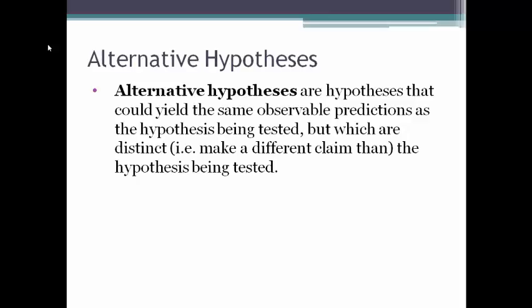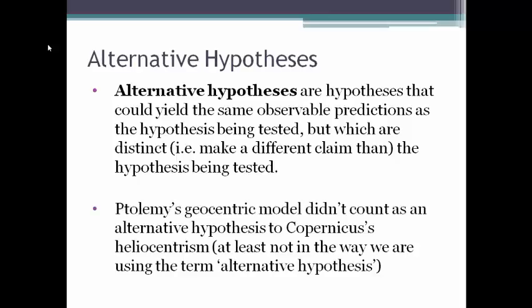Alternative hypotheses are hypotheses that could yield the same observable predictions as the hypothesis being tested, but which are distinct, that is, make a different claim than the hypothesis being tested. Ptolemy's geocentric model didn't count as an alternative hypothesis to Copernicus's heliocentrism, at least not in the way we are using the term alternative hypothesis. The reason is that it didn't predict that Venus would have the type of phases that were observed.